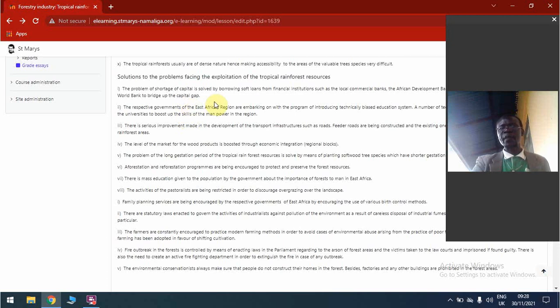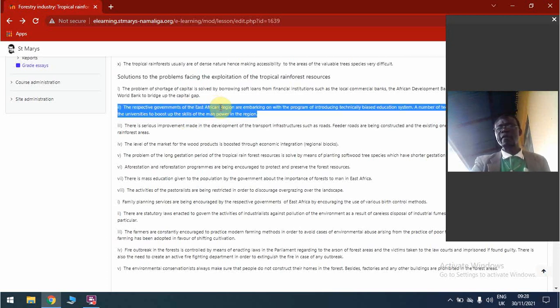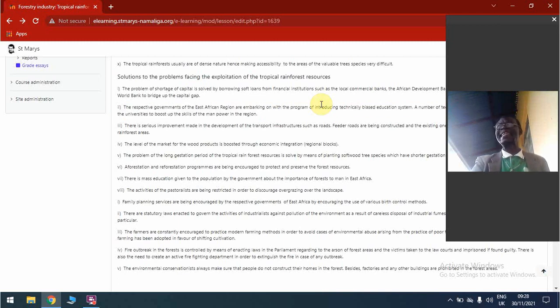Then secondly, the respective governments of the East African region have embarked on a program of introducing a technically biased school education system. For example, in Uganda now we have a new curriculum. This new curriculum is technically driven and produces a skilled labor force rather than a theoretical labor force. So with these changes in the education system, the government is trying to solve the problem of shortage of skilled manpower.